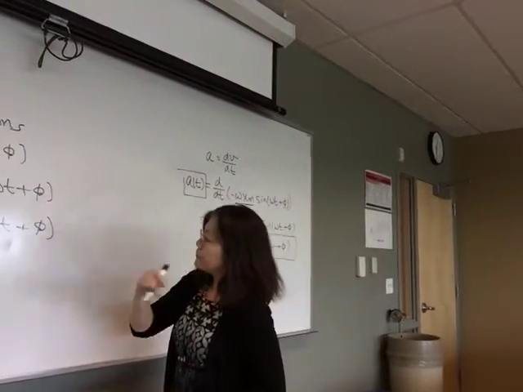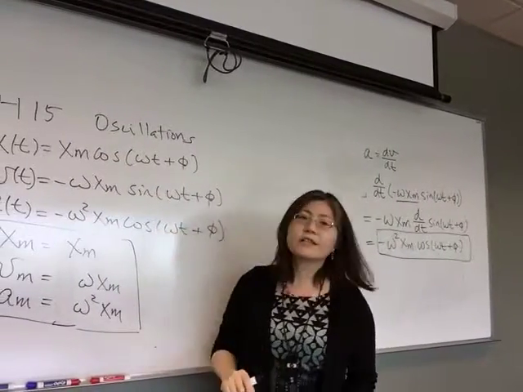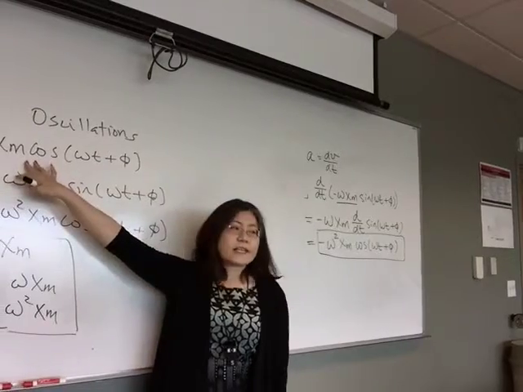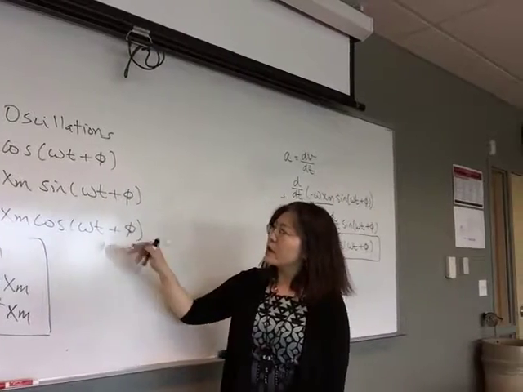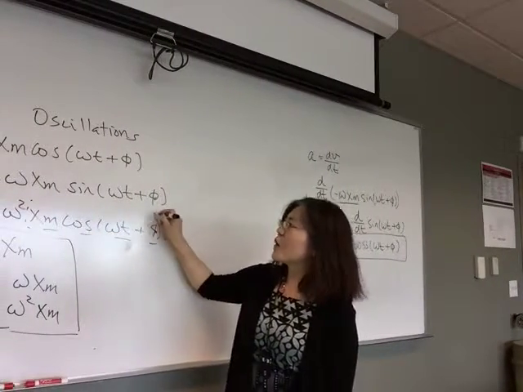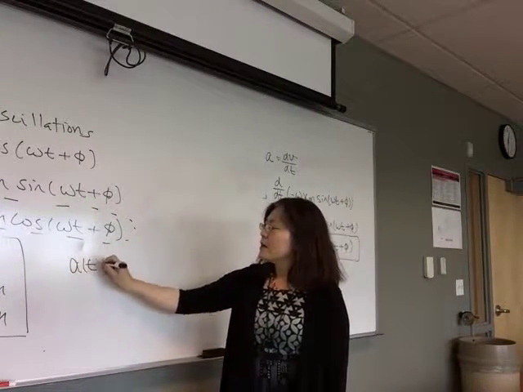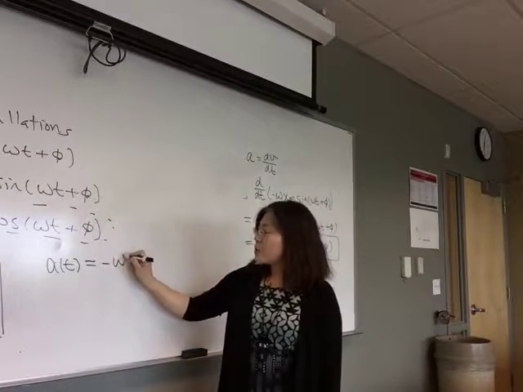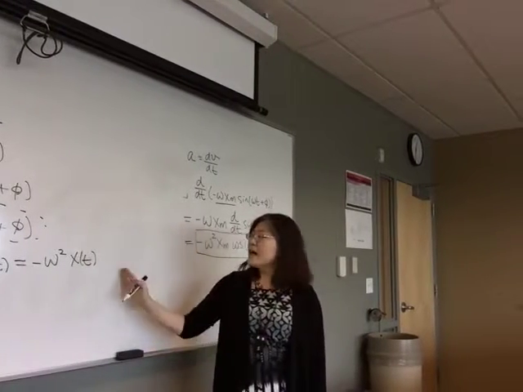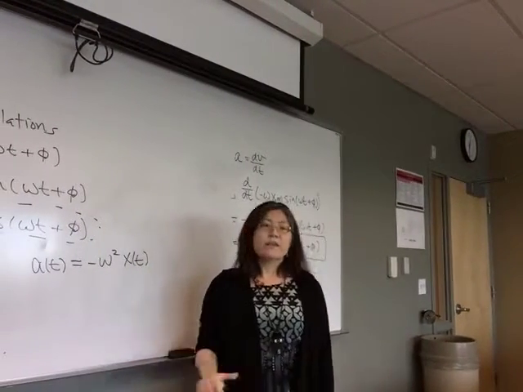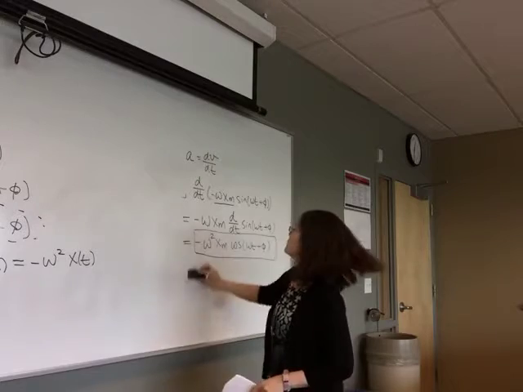Okay, all right. So what we have here now, let's compare this expression and that expression and see what we get. This expression is xm times cosine of something, and this one is negative omega square xm times something. So this is your x of t. So your acceleration as a function of time is actually equal to negative omega square times x of t. So you can see that your acceleration and displacement bear a very simple relation, which is just a factor of negative omega square.